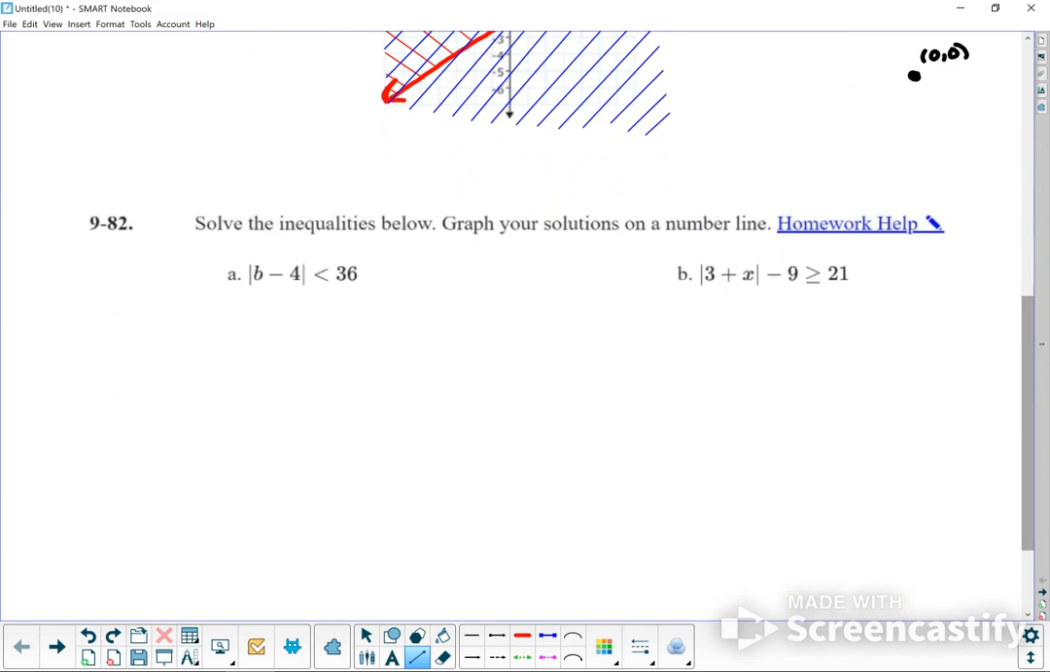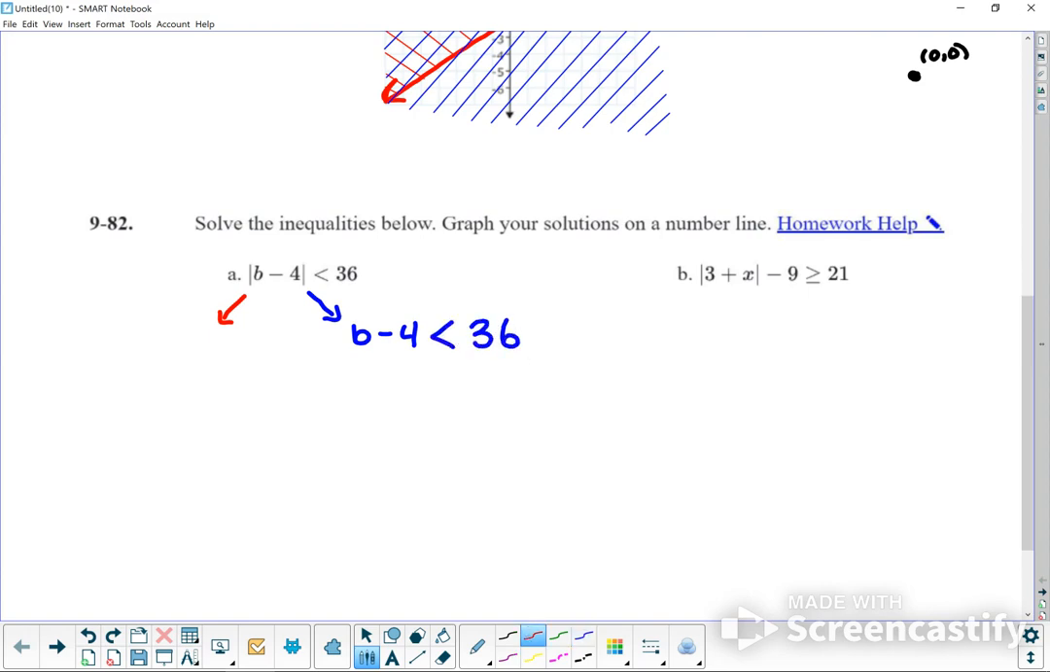Solve the inequalities below. Graph your solution on a number line. All right. So since this is already set up, it's absolute value by itself. We're going to go ahead and do this with a positive, and we're going to do this with a negative. The positive one is going to be exactly like the way you see this, b minus 4, except you don't have absolute value bars. So just copy it the way it is.